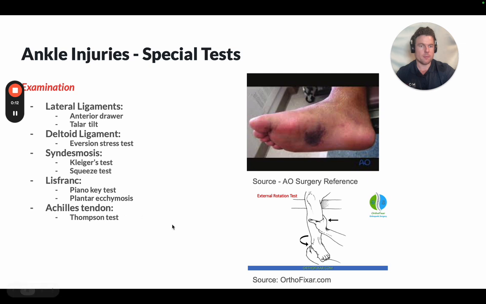There's a number of special tests that you can do, but a giveaway is often the plantar ecchymosis that you can see in the top picture there. And don't be the person who forgets an Achilles tendon rupture as a differential.